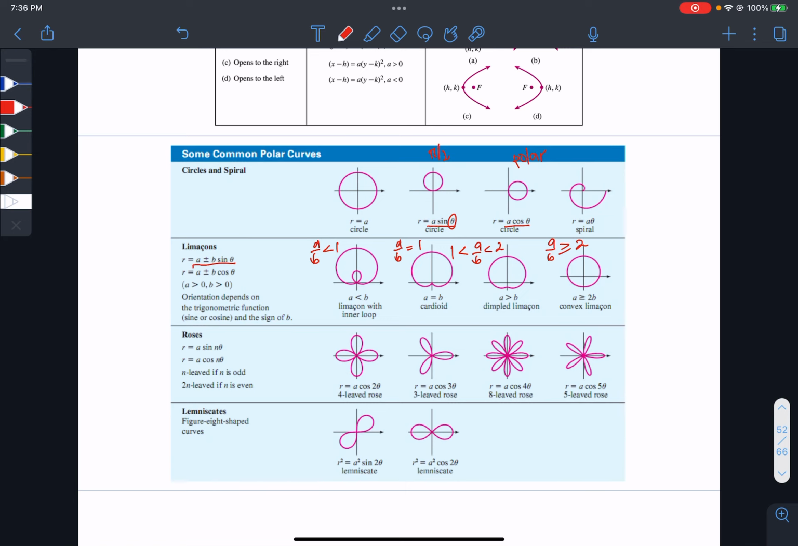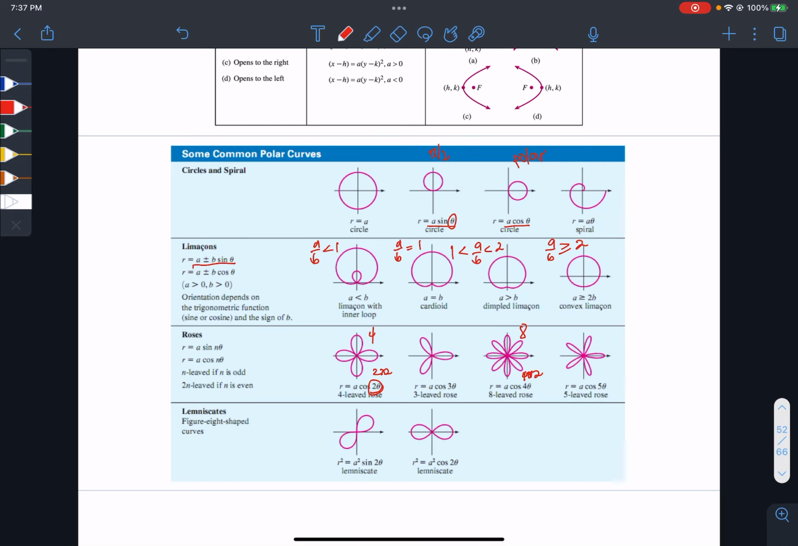But if n here would start from 2 and above, where n is an integer, then that would be a rose. So kapag even siya, yung n, we just multiply the n with 2, and then that would be the number of petals. Let's say for example, if I would have 2 theta, so 2 times 2, that makes it 4. Ito naman, 4 theta, so 4 times 2, that makes it 8. So we'll have 8 petals there.